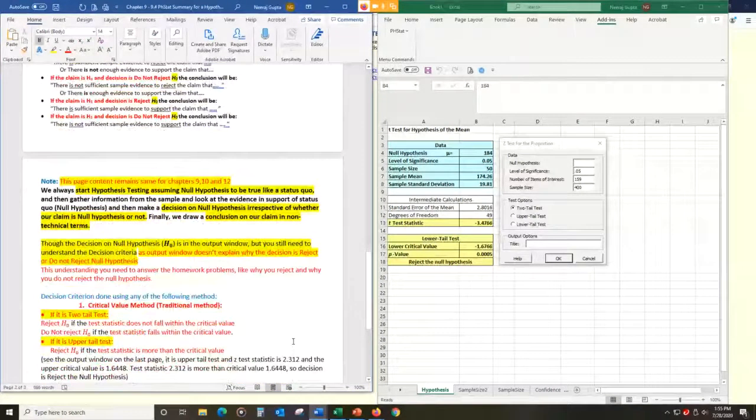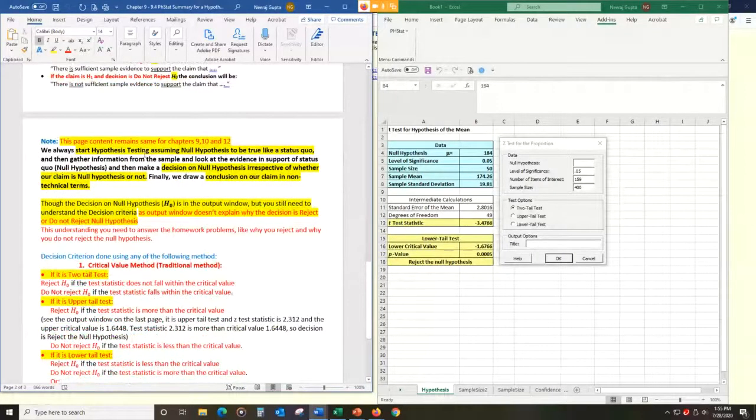So I have put the note here. We always start hypothesis testing assuming the null hypothesis to be true, like a status quo, and then gather information from the sample and look at the evidence in support of the status quo and then make a decision on the null hypothesis, irrespective of whether our claim is null or not. In our case, our claim was the alternate hypothesis, not the null hypothesis. That's why our final step is the conclusion on the claim. Decision is on null, but conclusion is on the claim.